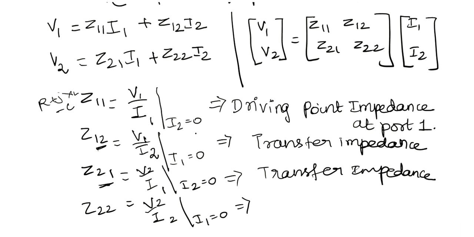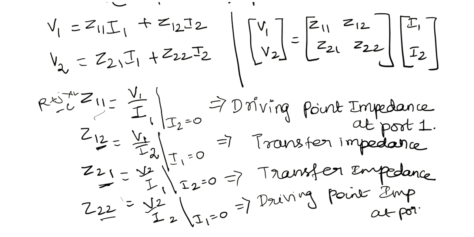But listen, the first and fourth ones have the suffixes 1 1 and 2 2. There is no transfer, right? So that's why the name is driving point impedance. It is 2 2 for the fourth one. Can you tell me the fourth one's name? Yes, driving point impedance at port 2. Clear? This is the information about your Z parameters.